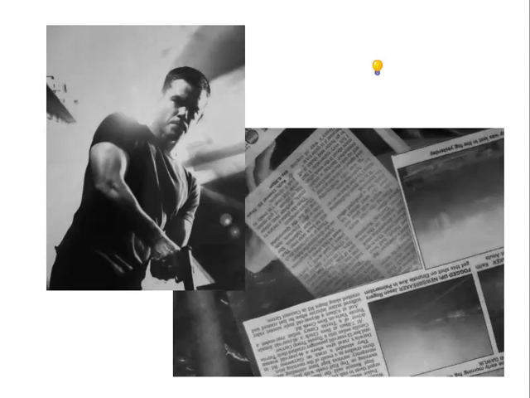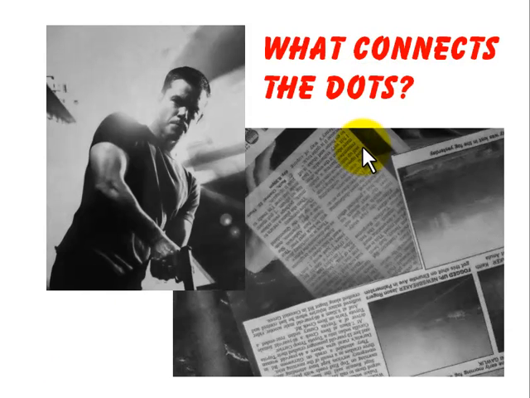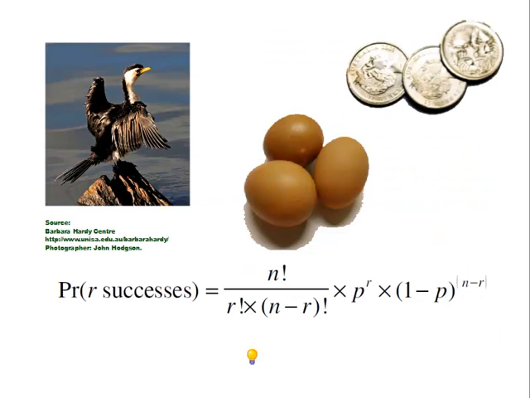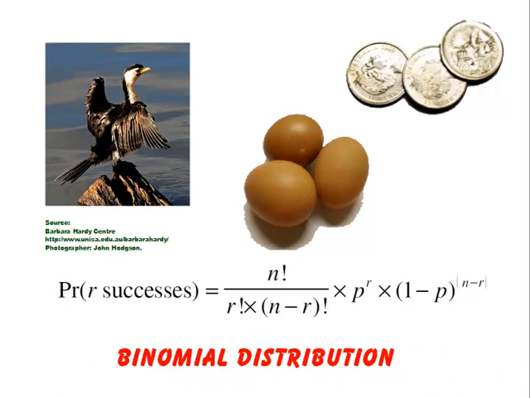At the start of the last Jason Bourne movie, the journalist Simon Ross goes to his source and shows him a set of pages from newspaper and police bulletins and asks the question, what connects the dots? Well, that's the question I'm asking here when I show you a picture of a bird, a pied cormorant, some 5-cent pieces, a few eggs, and this equation. What connects the dots? The answer to that question is the binomial distribution.